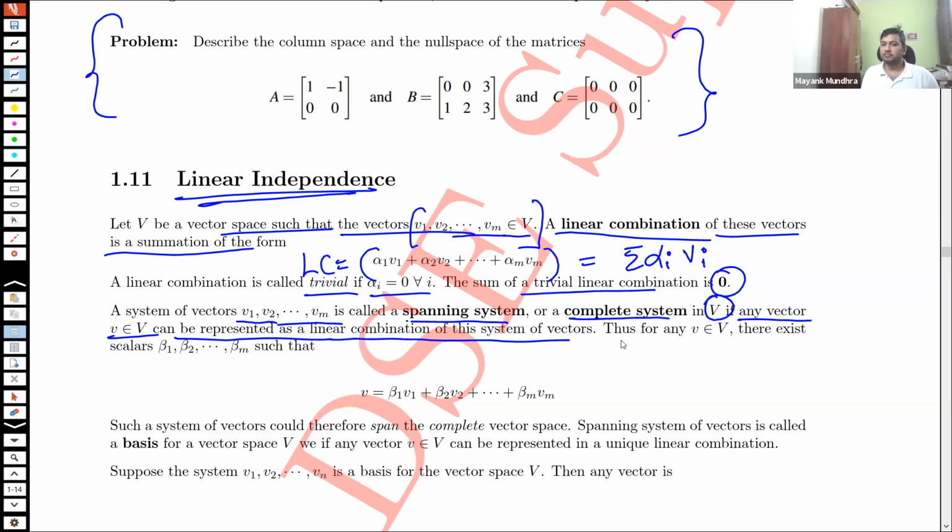So what is the meaning of this? You take any vector in the vector space, you can find scalars beta 1 to beta m such that the vector V is a linear combination of these vectors in the spanning system.